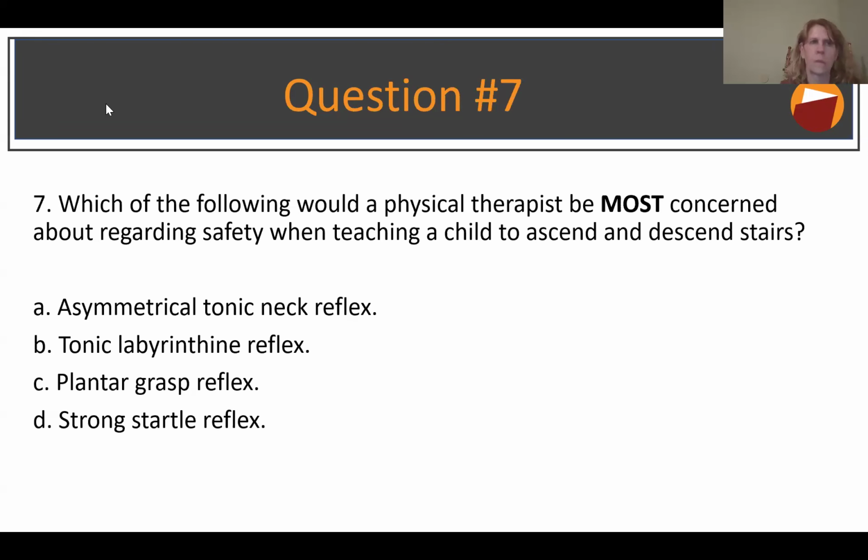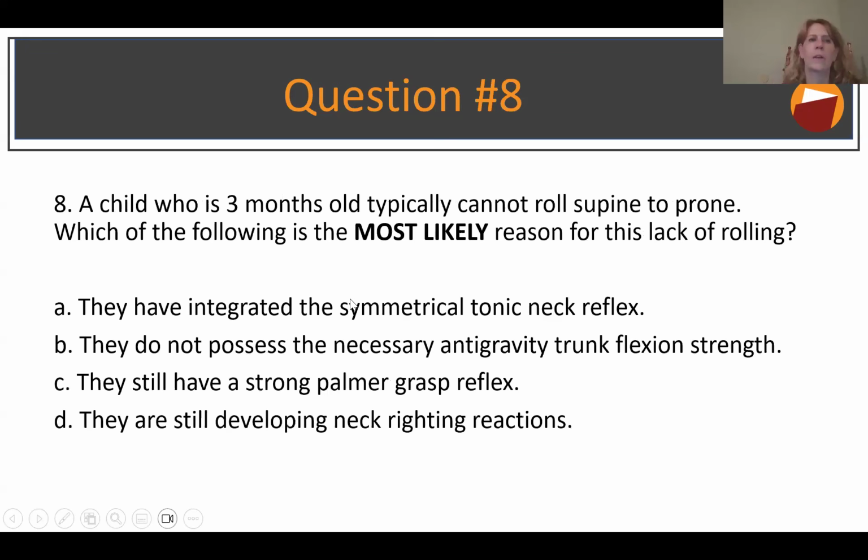All right, and the last one, number 8. A child who is 3 months old typically cannot roll supine to prone. Which of the following is the most likely reason for this lack of rolling?